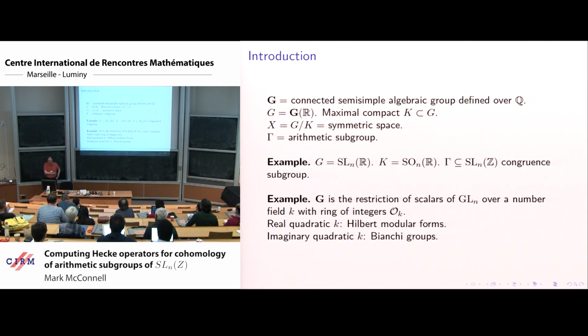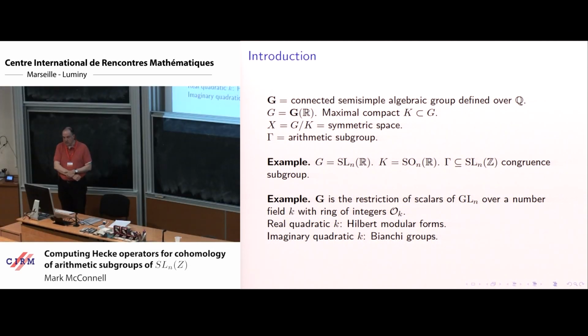So a boldface G will be a connected semi-simple algebraic group defined over Q. Then ordinary G is the real points of the group. We choose a maximal compact subgroup K. So X is G mod K, the symmetric space. And I'll be taking gamma to be an arithmetic subgroup of G.